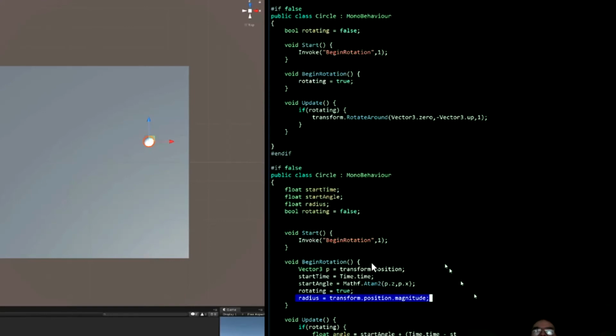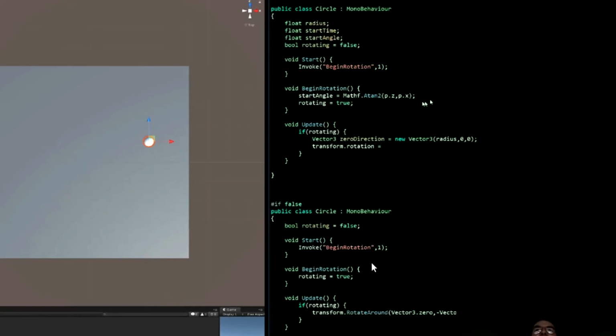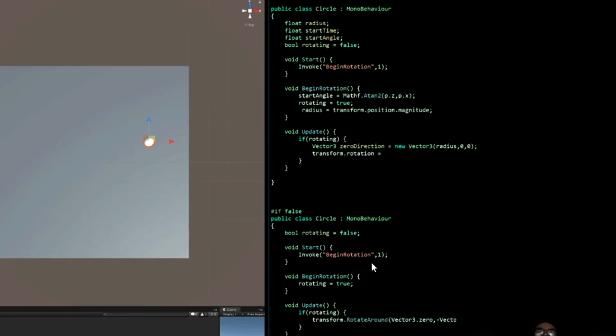This vector, radius 0, 0. That's the 0 direction. When I begin the rotation, I'm going to need to also capture the current radius. So there we go. You'd think transform rotation is going to equal a, because it can do the rotation. That doesn't help me, you see. I can't, because this is the rotation of the ball.